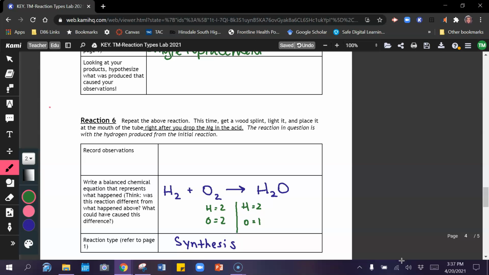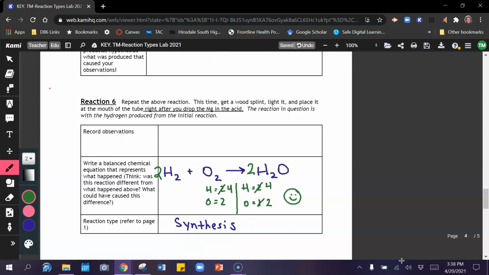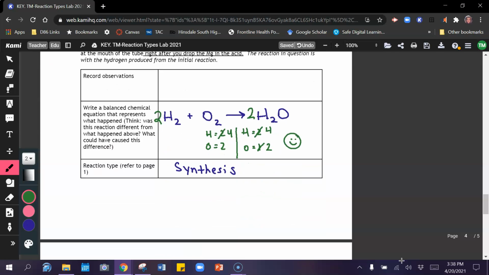And now we just need to get 2 oxygens on my product side here. So I'm going to put a coefficient of 2 in front of my water. That changes hydrogen to 4. It changes oxygen to 2. And now to make my hydrogens 4 on the reactant side, I put a 2 in front of hydrogen, and that gives me 4. And now we are balanced. So reaction 6 was a synthesis reaction where we made water out of hydrogen gas and oxygen, which was provided by the flame of the stick.